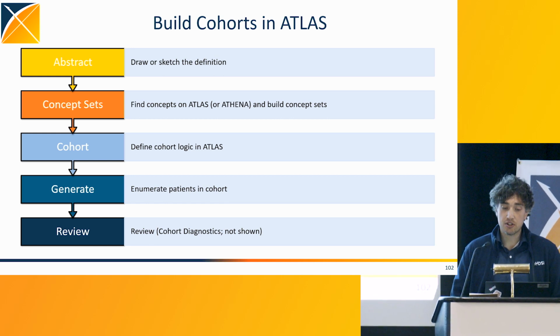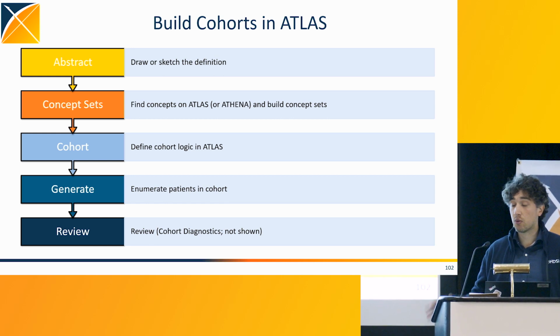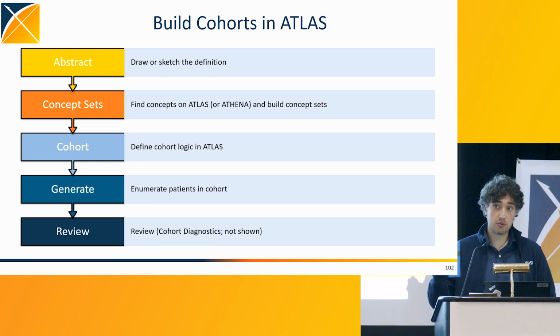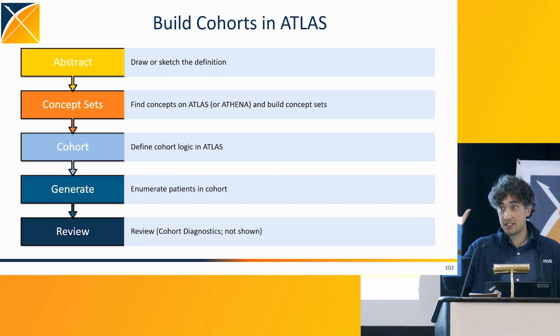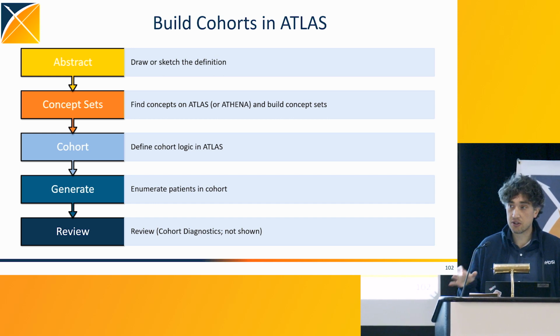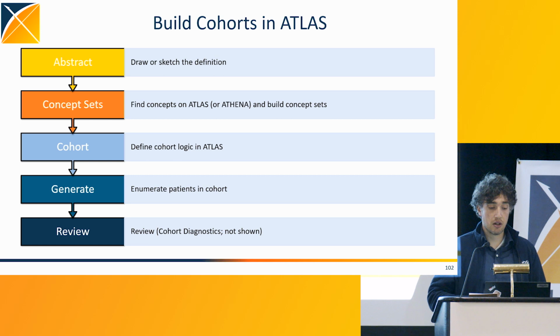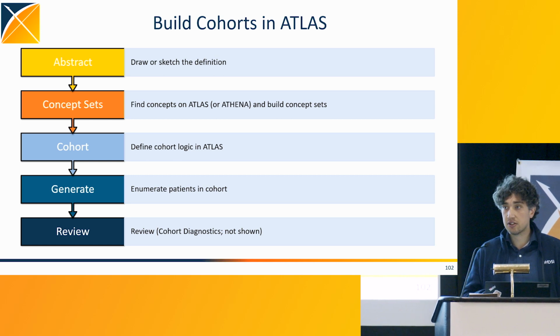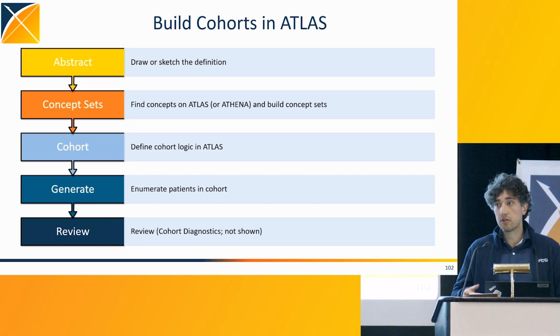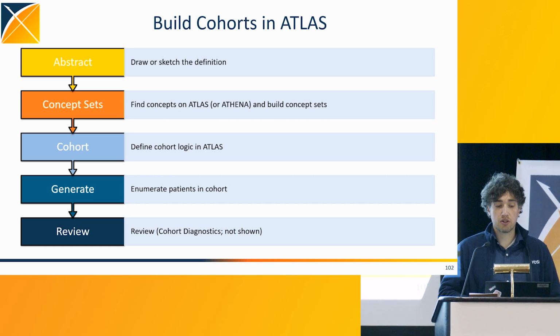So the first thing we want to do is abstract the design. We want to sketch this out and make sure it's very clear in our head. Before we touch the tools, you want to make this clinical idea very clear in your head before you put it onto paper. Then you want to find the concepts in Atlas, build the concept sets, which I'll demonstrate, and build the cohort logic in Atlas. So what's the index event, and any attrition that comes off of that? Where are the inclusion rules, exclusion rules, and so on and so forth.